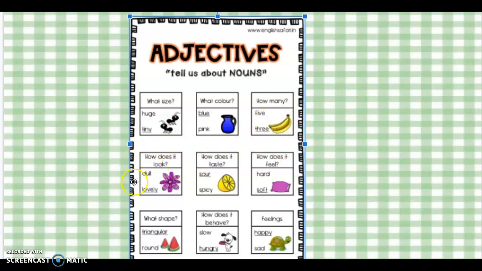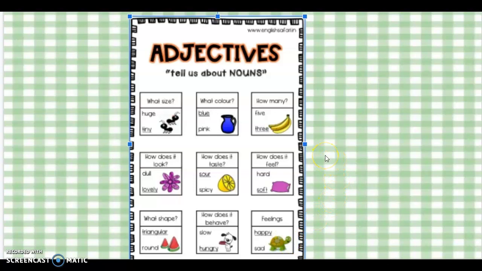3 bananas, how something looks, lovely flower, how it tastes, sour lemon, how it feels, soft pillow, what shape it is, triangular watermelon, how it behaves, hungry puppy, or how someone feels, happy turtle.